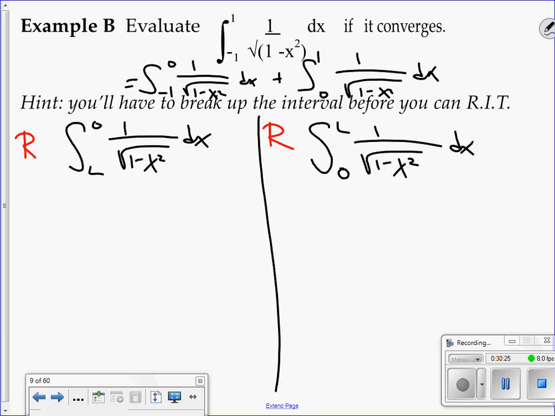Oh, I like this one. This is a good one. Yes, so you saw that, and you're like, let's get to it. Okay, let's integrate. I'm hoping that you see that that's the inverse sine of x. And we plug in the upper and lower limits and subtract.